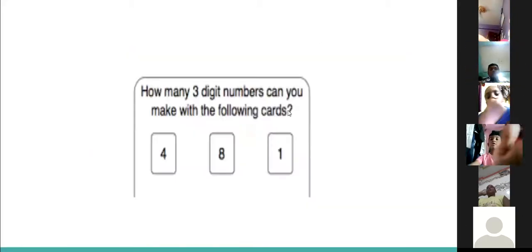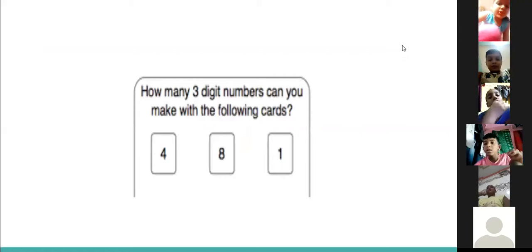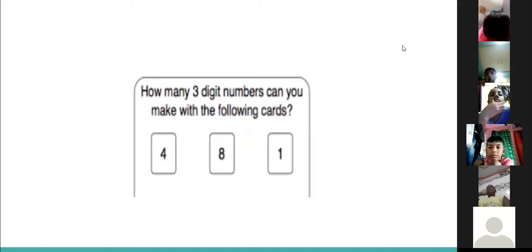Okay. Now you have a number here. You have to tell me how many digit numbers you can make from the following cards. So you have to form numbers from this. You can see there are 3 cards. Okay, children, you can see there are 3 numbers.